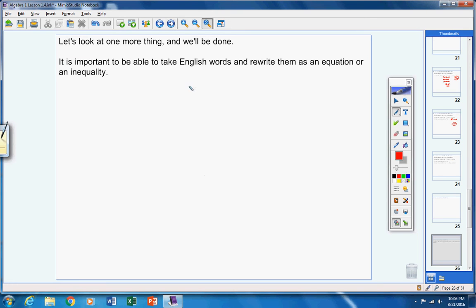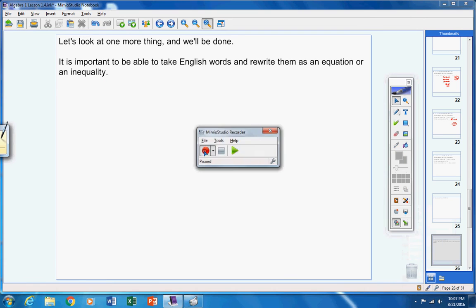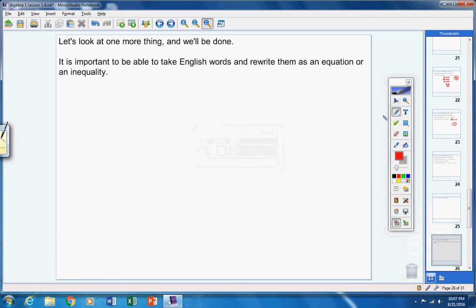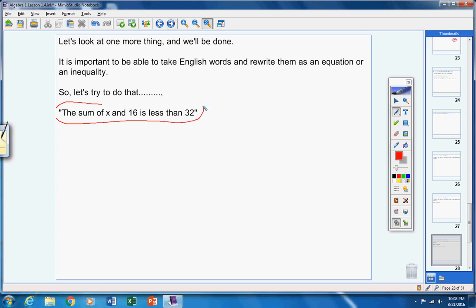It is important to be able to take English words and rewrite them as an equation or an inequality. So here we go, guys. Let's learn to take some English words and rewrite them as an equation or an inequality, okay? Just take notes and you'll be okay. Please copy this in your notes, okay?